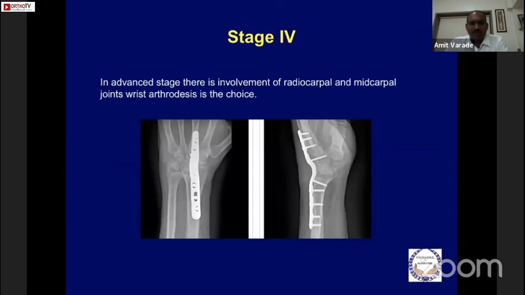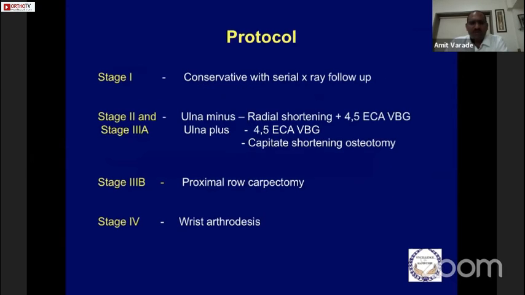In stage 4, we are left with only the option of wrist arthrodesis. So our protocol is: for stage 1, we go with conservative treatment; for stage 2 and stage 3A, when there is ulna minus, we do vascularized bone grafting and radial shortening. When there is ulna plus, I will certainly consider doing capitate shortening osteotomy along with vascularized bone graft. In stage 3B, proximal row carpectomy, and in stage 4, wrist arthrodesis.